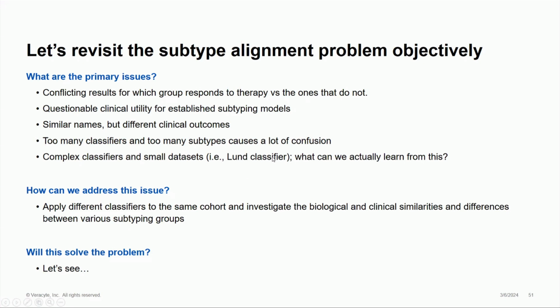Then we have these more and more granular classifiers like Lund, which has 9 classifications, but we're applying them to cohorts of 100 to 200 patients. So you can imagine each group is then about 10 to 20 patients. What are we actually learning from this? So how do we address this? Really, we can take these models, apply them to the exact same cohort, investigate the biological and clinical similarities and differences, and then see what we're actually looking at.